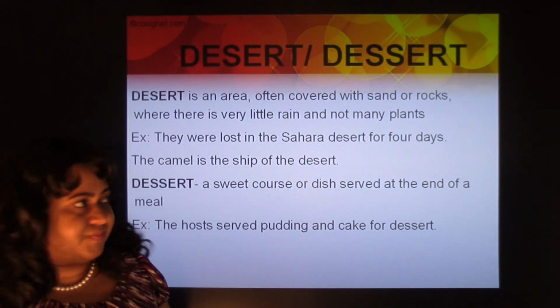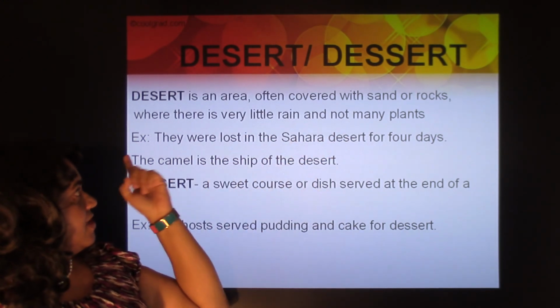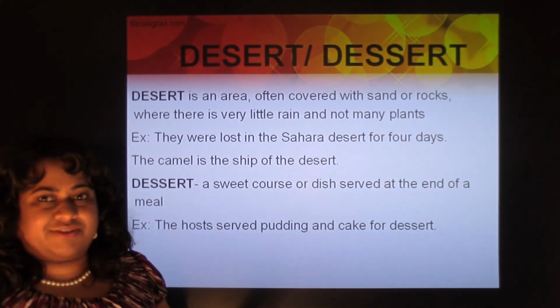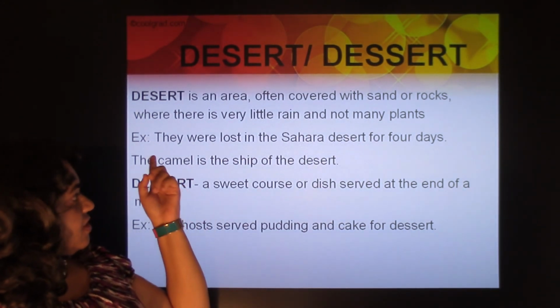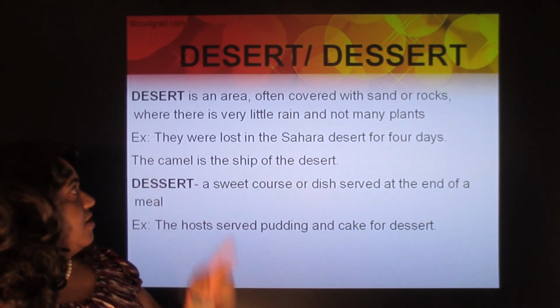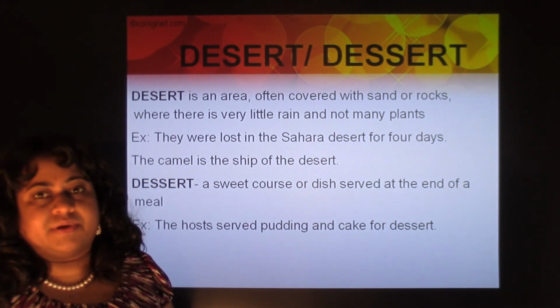Desert and desert. A desert is an area often covered with sand or rocks where there is very little rain and not many plants. We all know about the Sahara Desert, the Thar Desert. How do you use it in a sentence? They were lost in the Sahara Desert for 4 days. The camel is the ship of the desert. That's the noun form of desert. It can also be used as a verb.